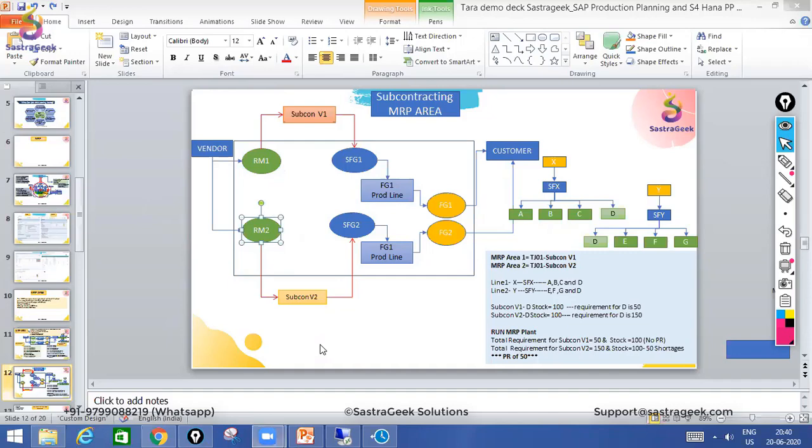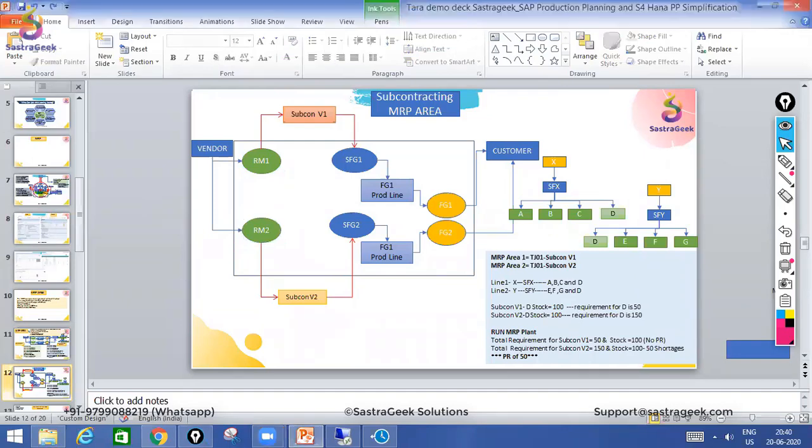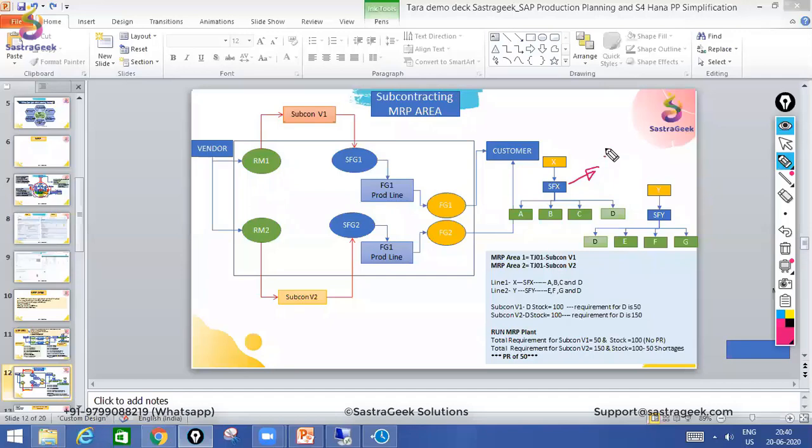In such a type of scenario, let's say my material is SFX. Although it's an in-house manufacture, now I am supposed to get it from the subcontractor. In that case, we will put a special procurement type as X, or F. After MRP, system will create a purchase requisition for that material, right?